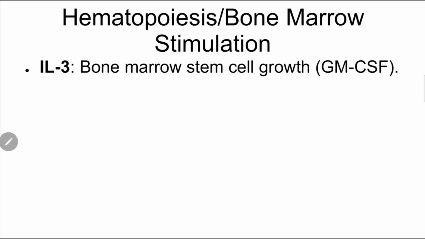Finally, we have hematopoiesis, right? And bone marrow stimulation. The only interleukin that you need to know is interleukin 3. Interleukin 3 acts on the bone marrow and helps with differentiation of the different kinds of cells and basically increases production of immune cells.